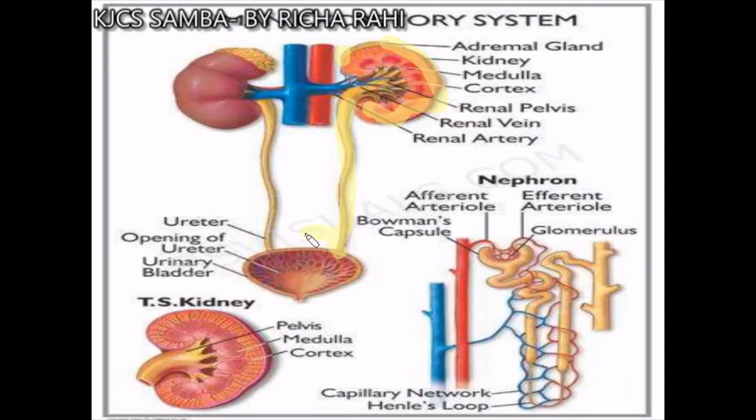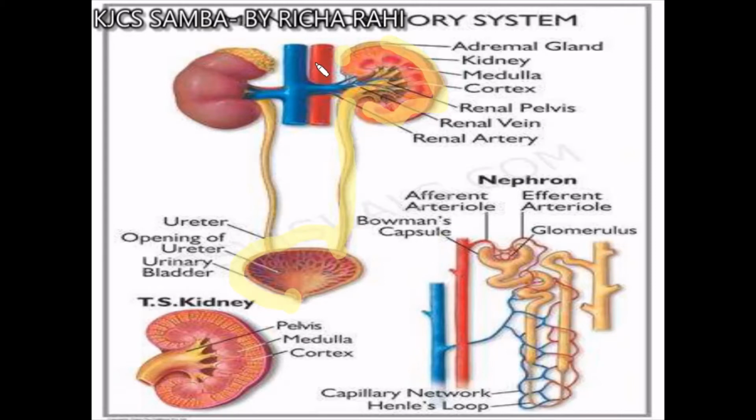This ureter will open into a bag-like structure. This you can see here, the bag-like muscular structure. This muscular bag-like structure is called the urinary bladder, and the urinary bladder will open into a small tube-like structure. At last, you can see here is the urethra.